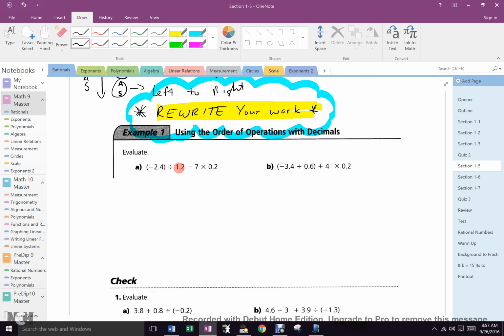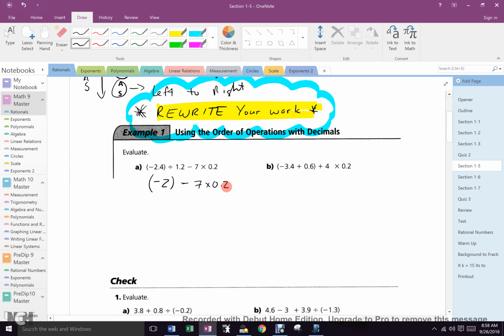Now here's the mistake you guys are going to make. You're not going to write that down. Because you're going to be like, I got it, it's negative 2. Write it down. Rewrite your work. Negative 2. And I'm going to put it in brackets. Why? Because it's negative. Minus 7 times 0.2. So have I done my division?